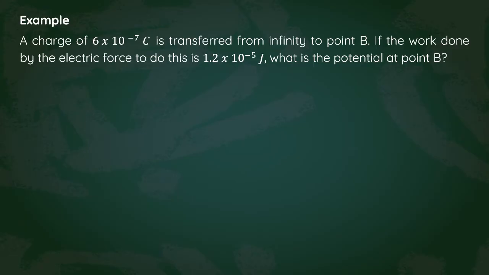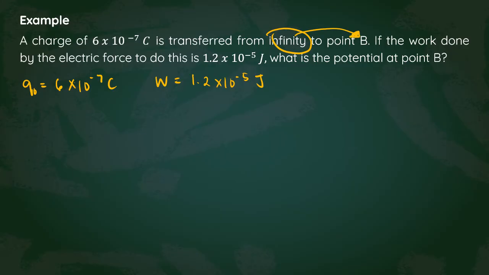So let's look at an example here. A charge of 6 times 10 raised to negative 7 coulomb is transferred from infinity to point B. If the work done by electric force to do this is 1.2 times 10 raised to negative 5 joules, what will be the potential at point B? So what are our given values? We have Q0, which is equal to 6 times 10 raised to negative 7 coulombs. And then we have the work done between the 2 points, which is 1.2 times 10 raised to negative 5 joules.